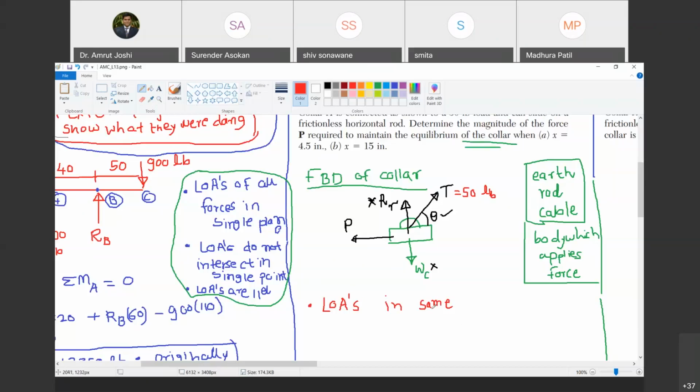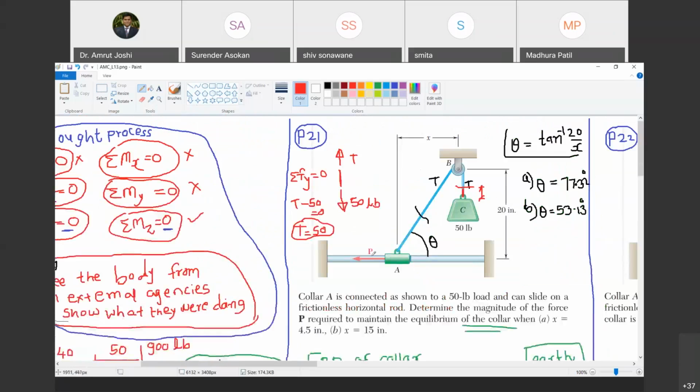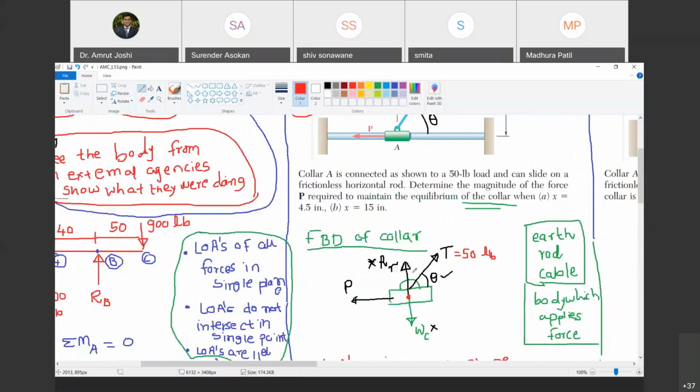So lines of actions in same plane. Are you with me, Madhura? Yes, sir. Okay. Now, what about, are these lines of actions meeting in the same point? Yes, sir. They are. Yes, because shape and size of the collar is also not given. So we assume that the collar is a particle, and all the lines of actions of forces, they do meet in a single point. Are you with me? Yes, sir. अगर इस कॉलर के डायमेंशंस दिए होते तो चीज अलग थी. Then we will have to decide whether they are meeting or not. But as the dimensions are not given, we have to assume that all these forces, their lines of actions do pass through a single point.